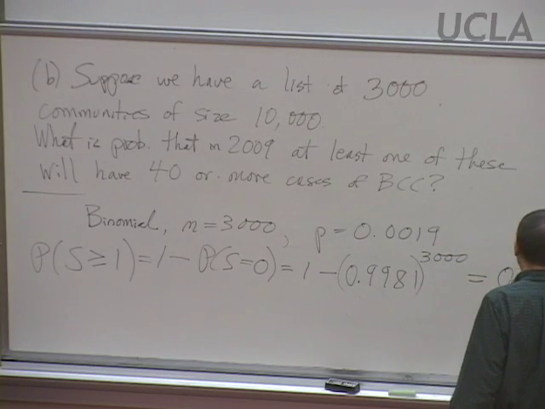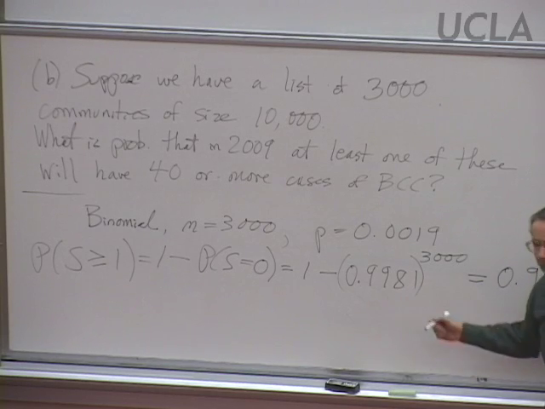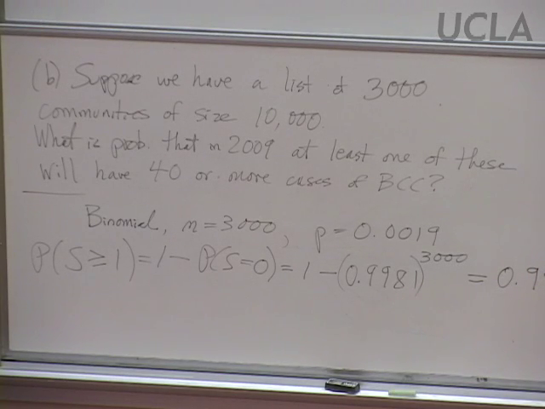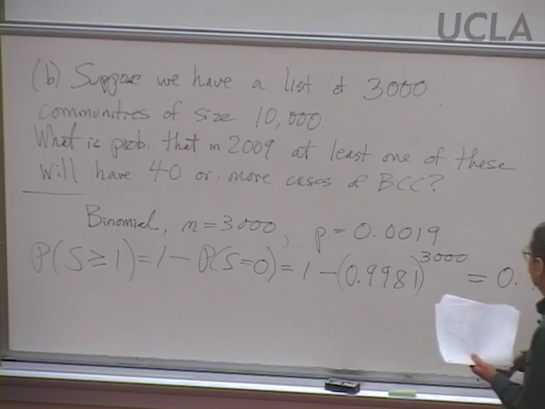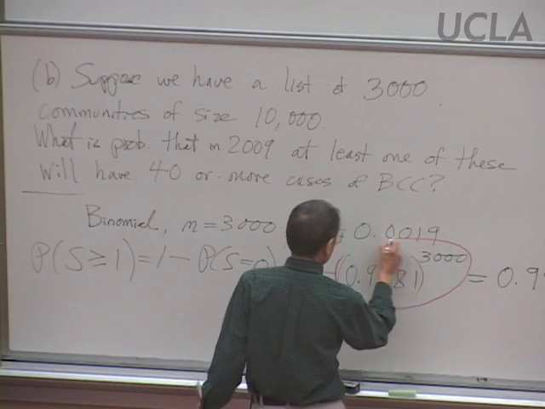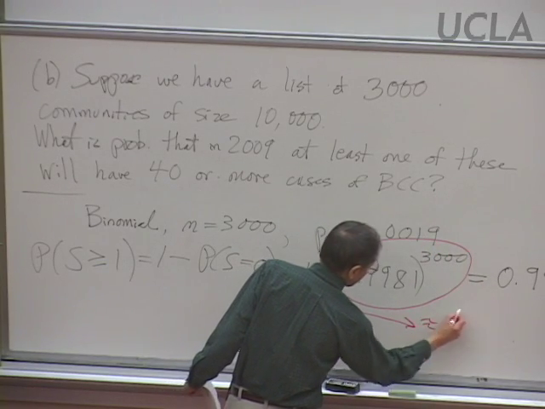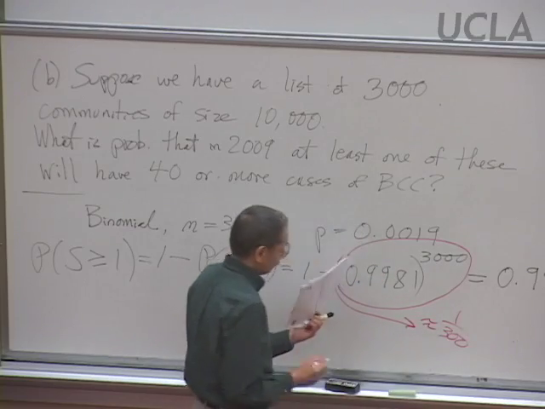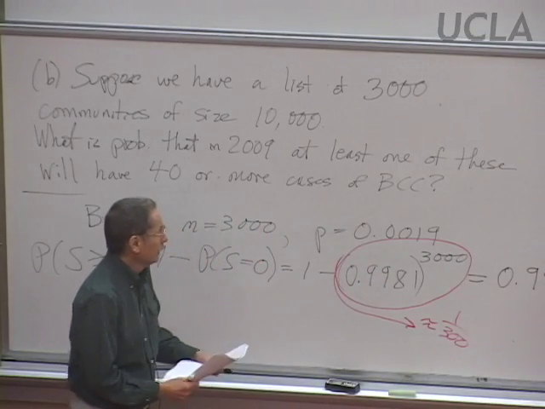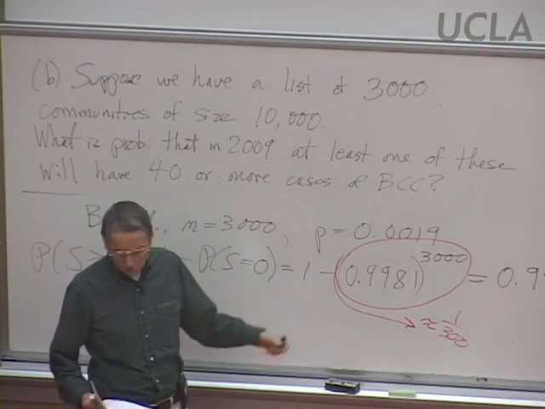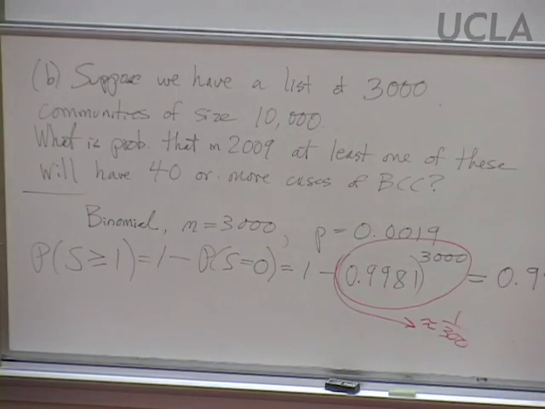It's almost 1. Yeah. You take this number and raise it to the 3,000 power, it gets very small. It's like 1 in 300. This much, when you work it out, is roughly 1 out of 300. It's pretty unlikely that all 3,000 communities will be able to avoid having a cluster of basal cell carcinoma cases.